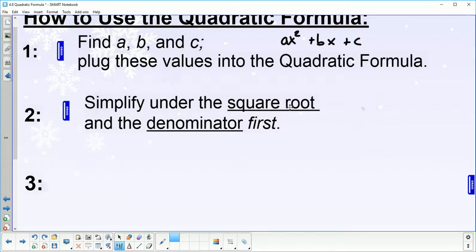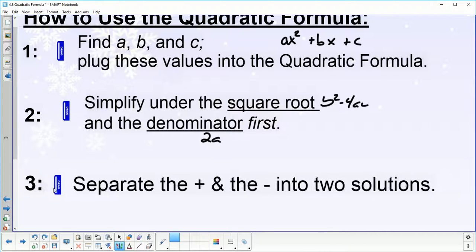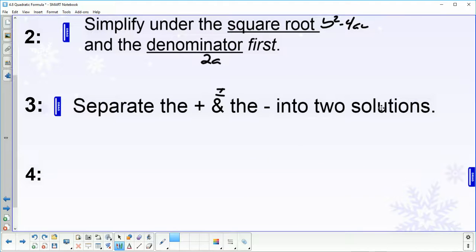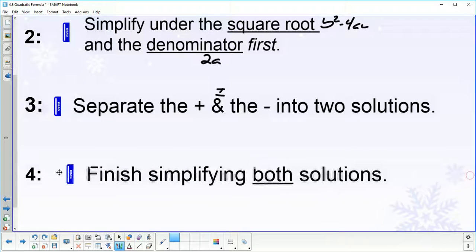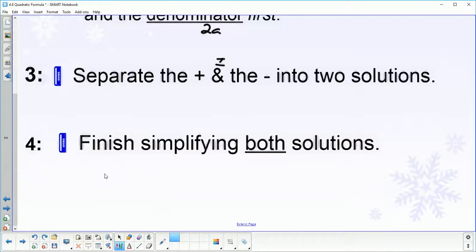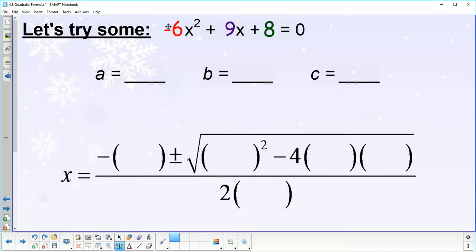We're going to plug those in, and this is the order we need to do things in. We're going to simplify under the square root first, so that b squared minus 4ac. We can simplify all of that first, and the denominator, the 2a, first. Everything else we leave alone. And then we want to separate for the plus or minus. That's where I was talking about that plus or minus solution. We're going to separate it into two solutions or two equations, and then we can finish simplifying for both solutions.